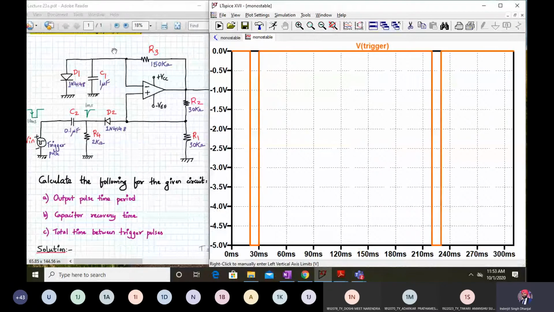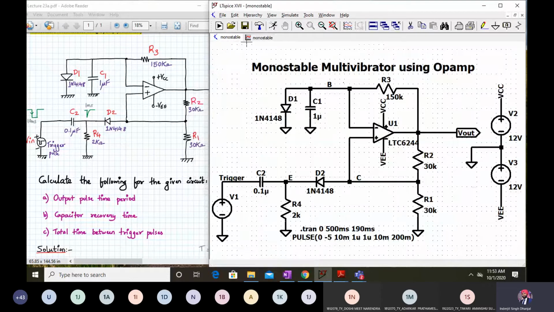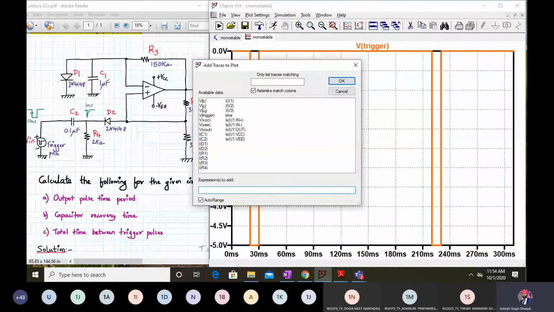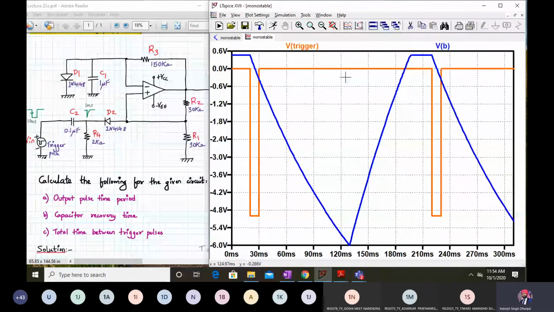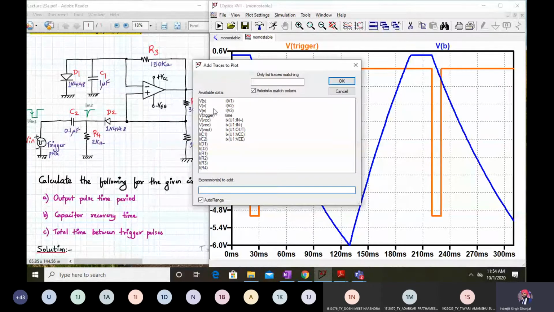Now I will plot the voltage across the capacitor. So the voltage across the capacitor is, let us go back to the circuit, it's VB. So I'll plot the voltage across the capacitor, VB. Okay, so this is my voltage across the capacitor. Do not worry, it will be clear. And lastly, I will plot the output. So this is my output.